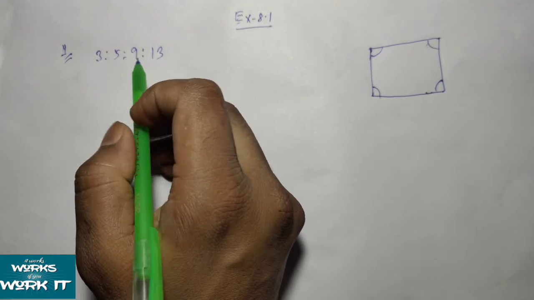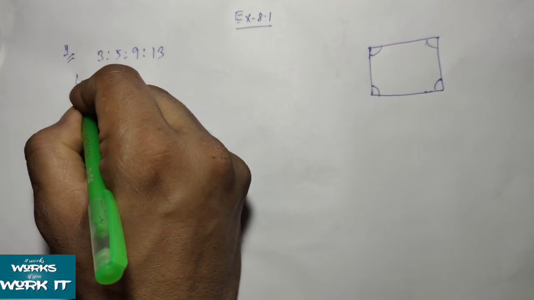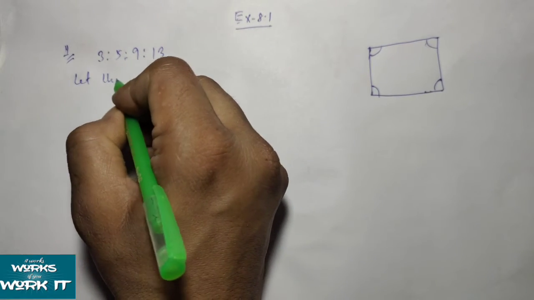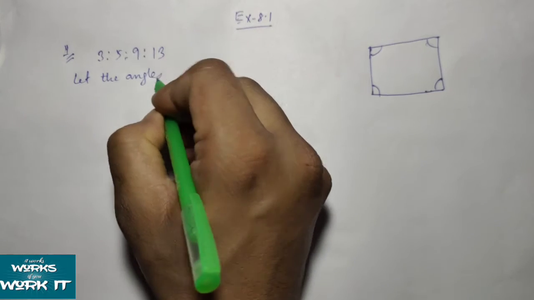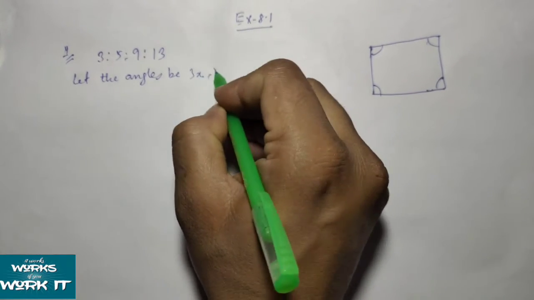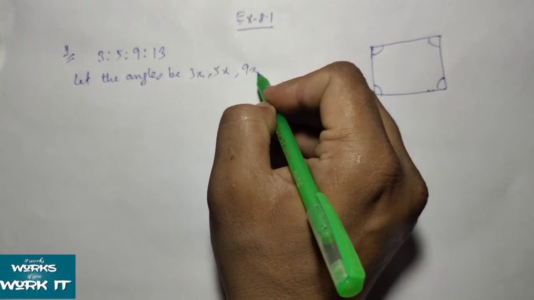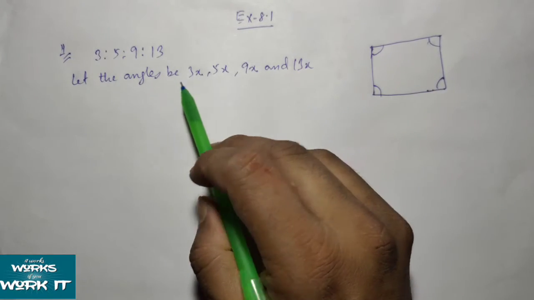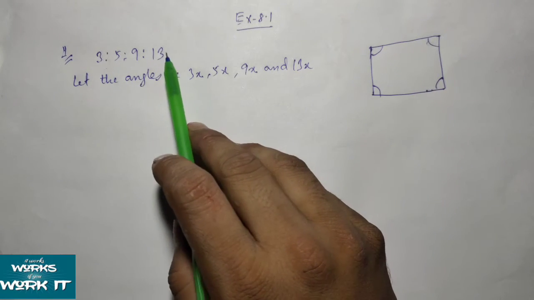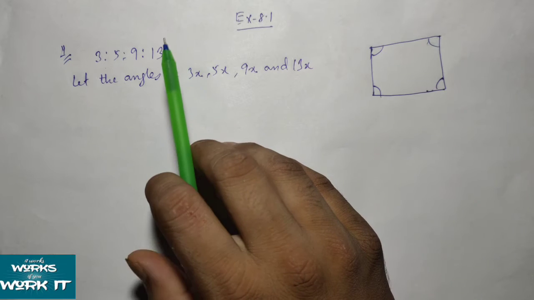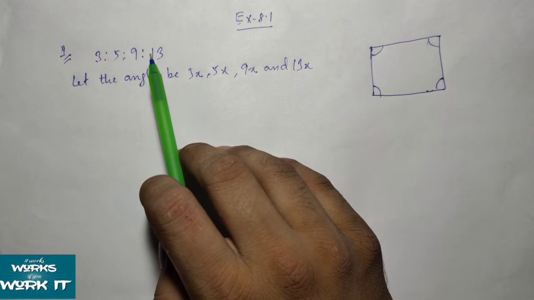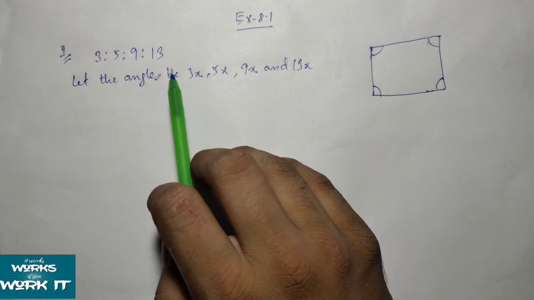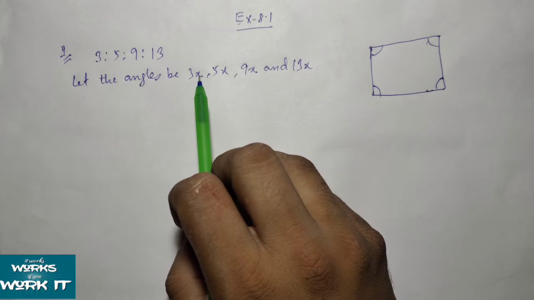So what we can take from this ratio: let the angles be 3x, then 5x, then 9x and 13x. I have multiplied the variable x with all the ratios. Generally we do this with the ratio component. Whenever it comes, we directly multiply the ratio with x or with any variable.